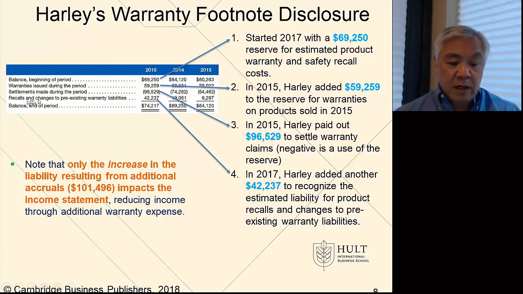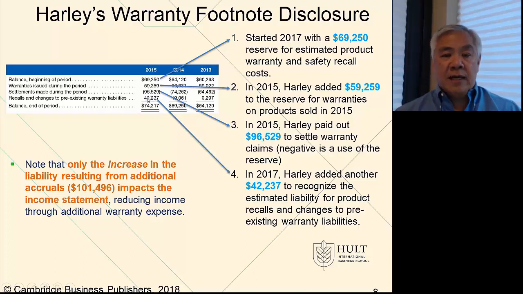The next row are recalls and charges based on the warranties, and this is $42 million that we estimate we'll have to pay as additional expense due to these pre-existing warranties. And then this net number, the $74 million, is the end of year balance. This is a fairly common type of statement where it starts with a beginning balance, then the changes during the year, ending with an ending balance. A couple of notes here: first, only the increases in liabilities are charged to expense. In this case, the $59 million for current year product sold and the $42 million for an estimate based on some pre-existing warranties that we need to cover.